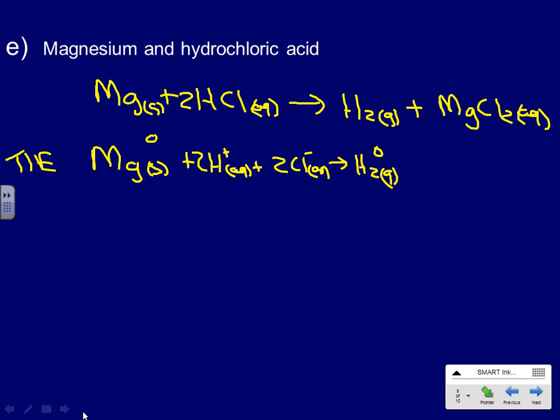In H2, they share perfectly. So no atom has more control over that shared electron than the other. So it's like they really have 1 electron still. It's perfect sharing. Mg plus 2 plus 2Cl minus, oh, sorry, and they're both aqueous.